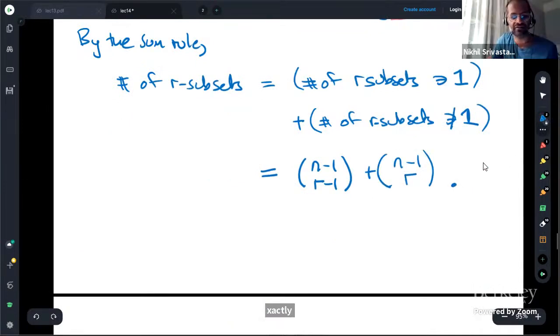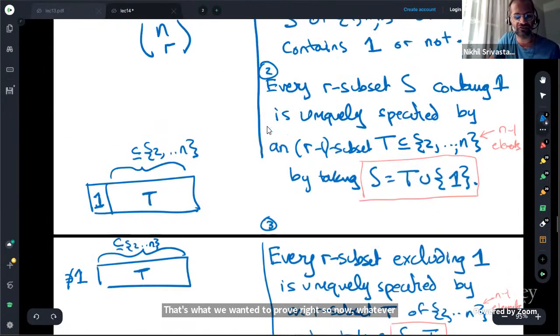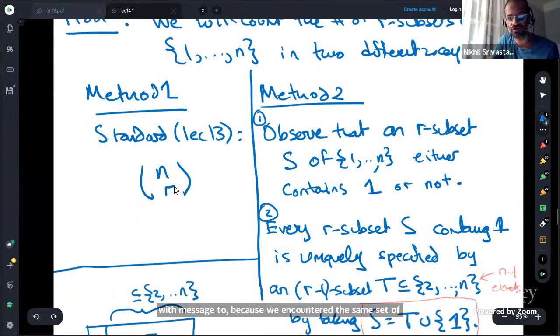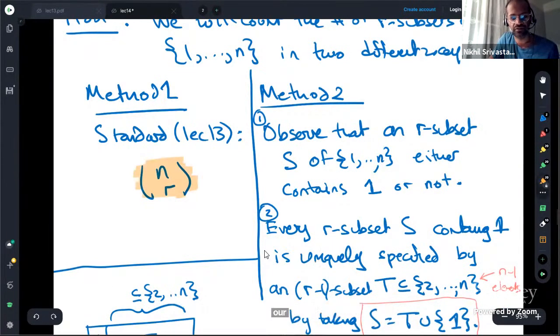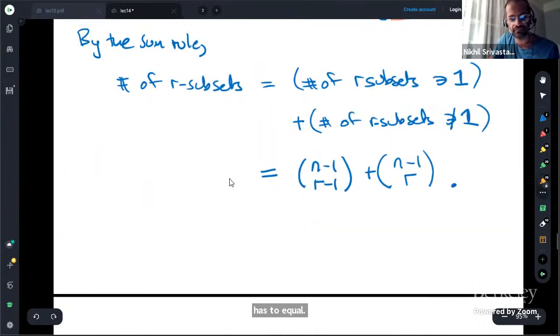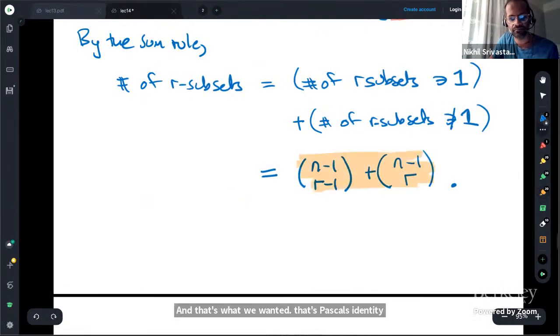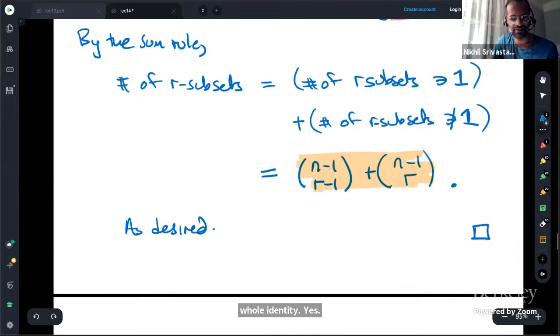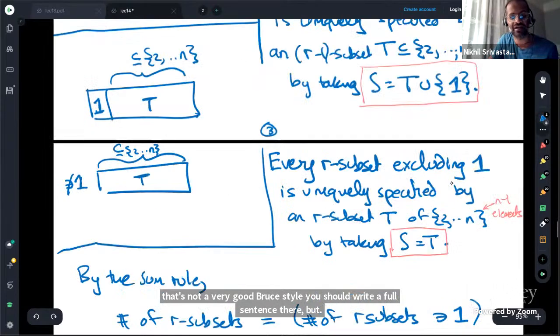But that's what we wanted to prove, right? Whatever we got with method 1 has to be equal to what we got with method 2, because we counted the same set of objects, right? And so therefore, this n choose R has to equal this quantity. And that's what we wanted. That's Pascal's identity. Or I'll just write "as desired." I don't want to write the whole identity again. I mean, okay, that's not a very good proof style. You should write a full sentence there. But okay, this double counting is very powerful.